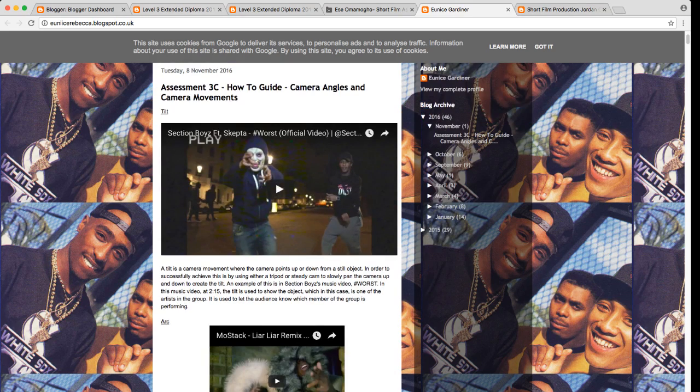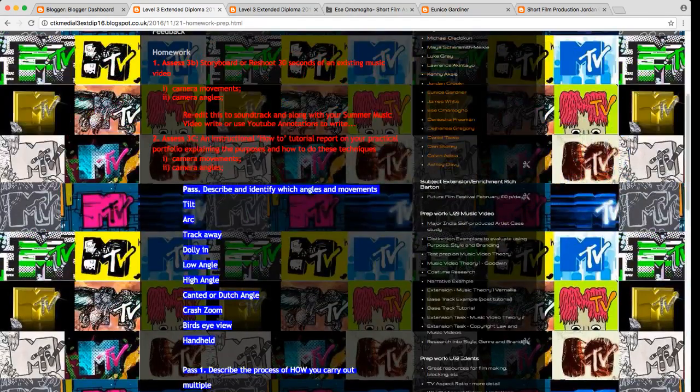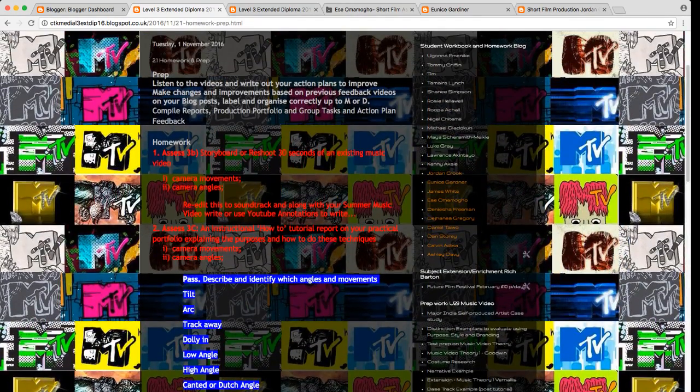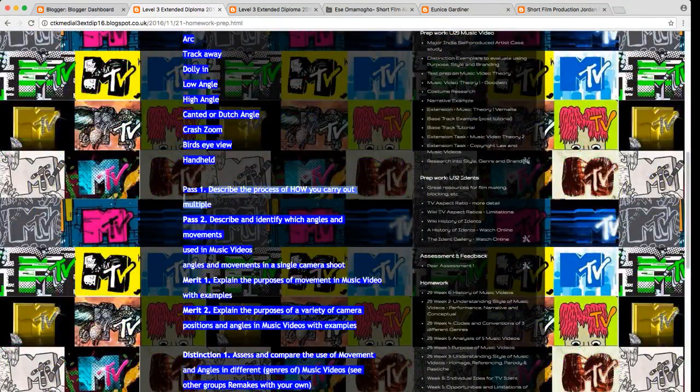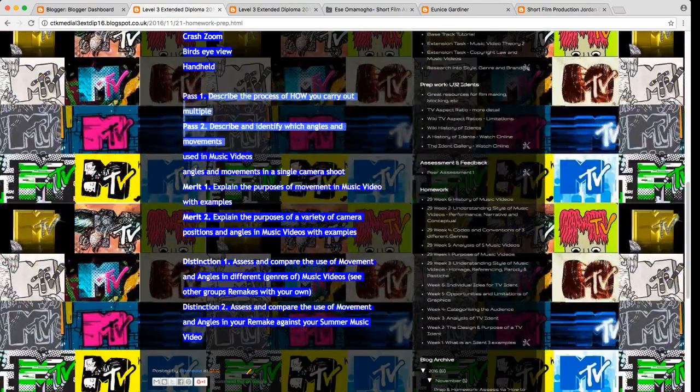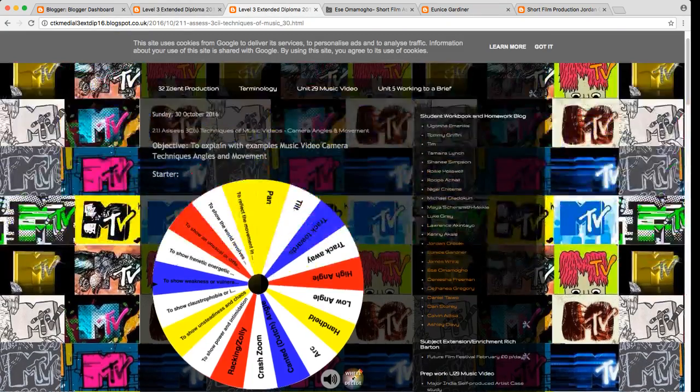So again, just to see where the resources are, this was the homework task here, which was posted. Here is the description of what you need to do for a pass. Here's the description of what you need to do to merit, and here's the distinction here. This was the lesson that we spent preparing for this. This was 2.1.1, posted under the end of October, Techniques in Music Videos, Camera Angle and Movement.